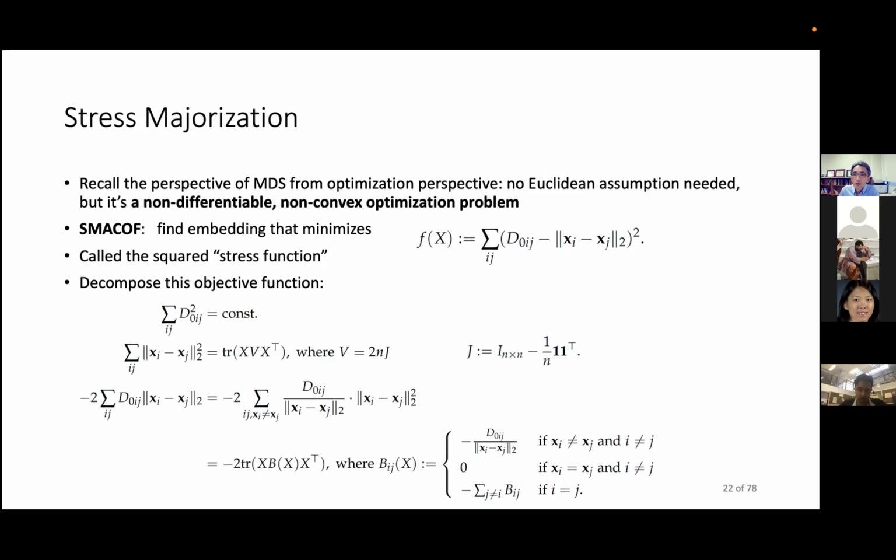I see. So here what we did was expand the f of x inside the summation. Once you expand it, we have these 3 separate terms. The first term is d sub ij squared, and that is a constant, so we don't have to worry about it. The second is the square of xi minus xj, which can be represented as the trace. And the third term is -2 times d sub ij times the distance.